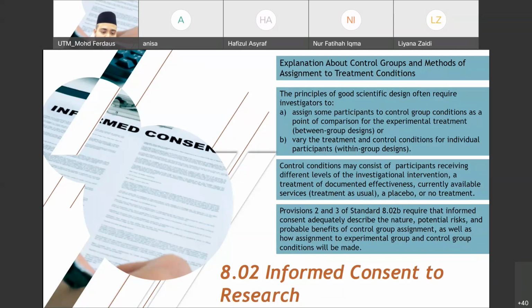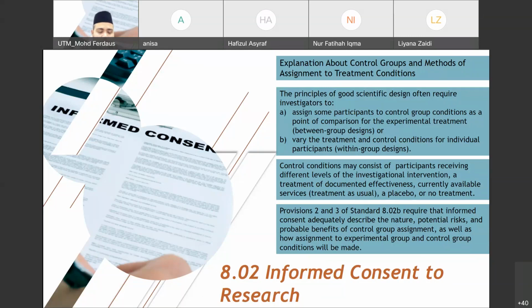So in our informed consent, we need to explain to all respondents how we are going to assign them, whether to experimental groups or control groups, or whether we are using within group design, where they will receive some treatment and then some placebo, then some treatment and some placebo. We are just mentioning the procedure, so we are not informing them of the details. This week experimental, next week control, week after that control again, week after that experimental. We are not going to tell them the details.